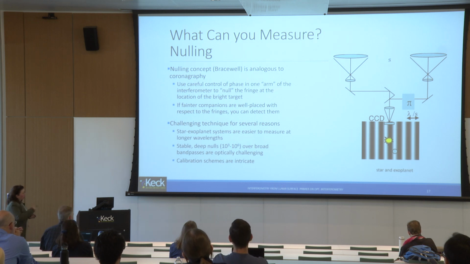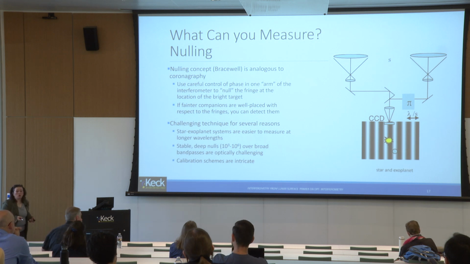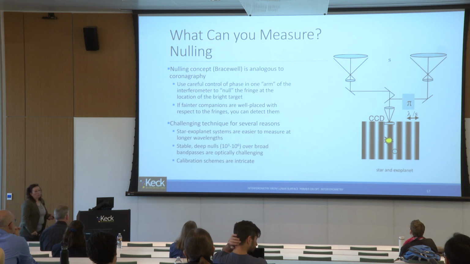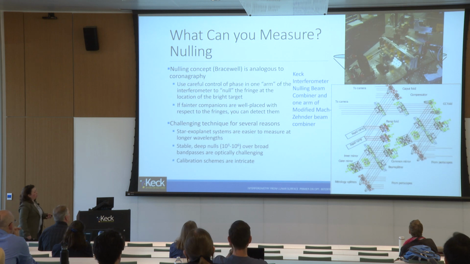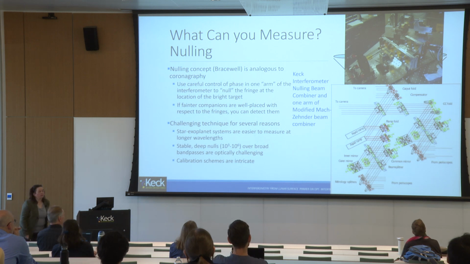Star-exoplanet systems are probably easier to measure at longer wavelengths because the contrast between the star and the exoplanet is less. You want to have stable deep nulls, but you also want them to be over a broad bandpass, and so that can be optically challenging when you go to the mid-infrared, and the calibration techniques are very intricate for this. So this was the Keck Interferometer Nulling beam combiner, and just one arm of it in the lab. It was a modified Mach-Zehnder beam combiner. So this was the beam combiner that sat after about 35 optics in the Keck beam train.